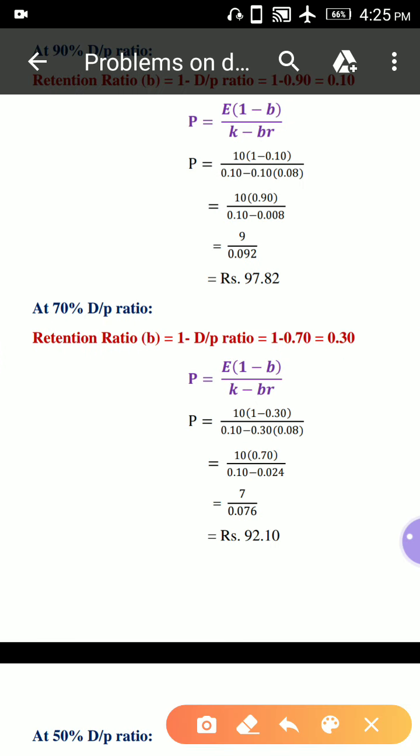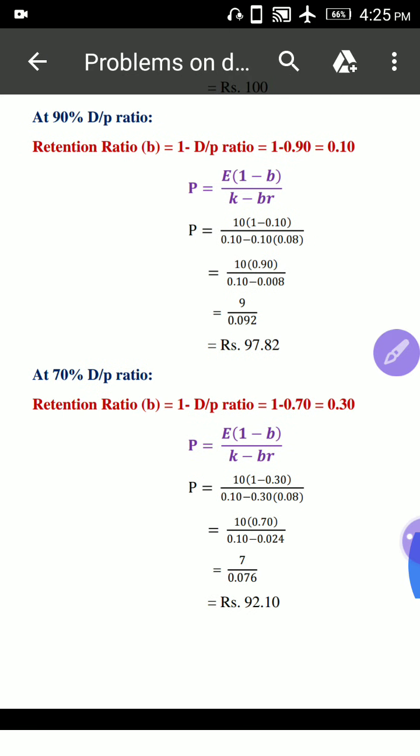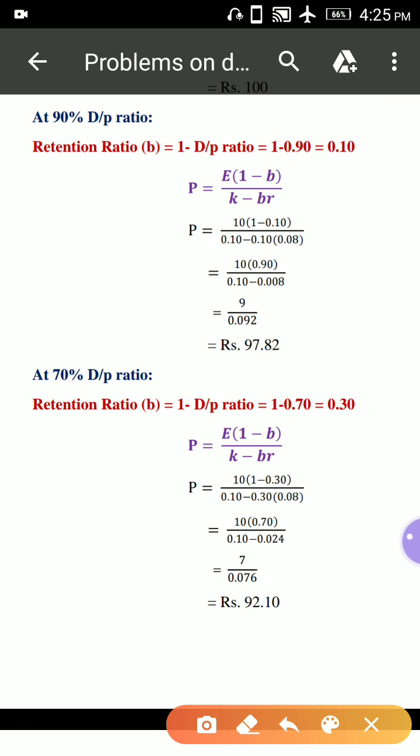At 90% dividend payout ratio, the retention ratio b is equal to 1 minus the dividend payout ratio, that is 1 minus 0.90, equal to 0.10. Here the retention ratio is 0.10.